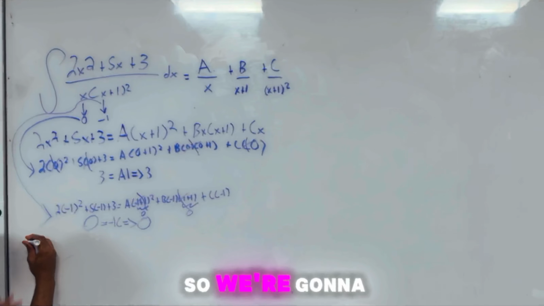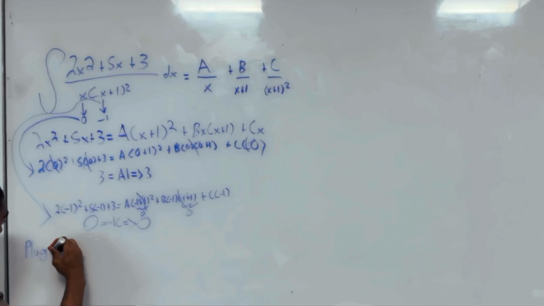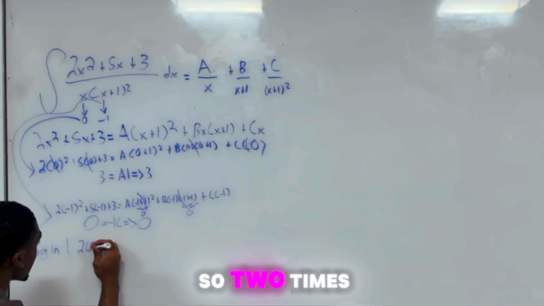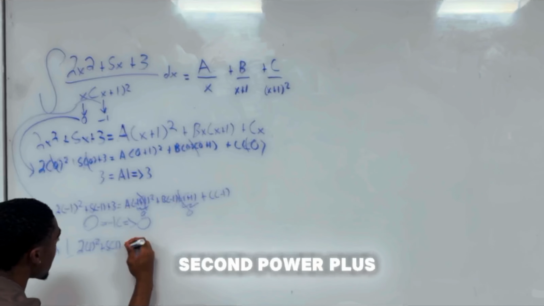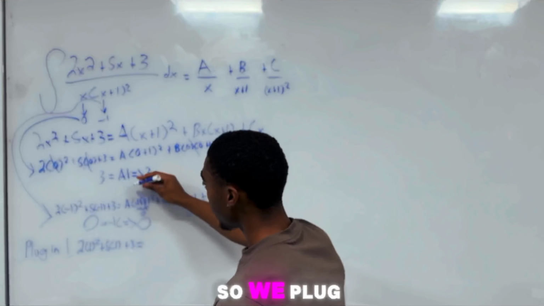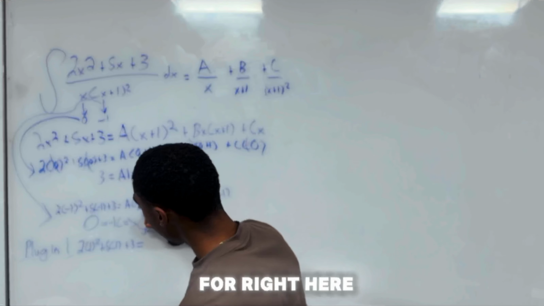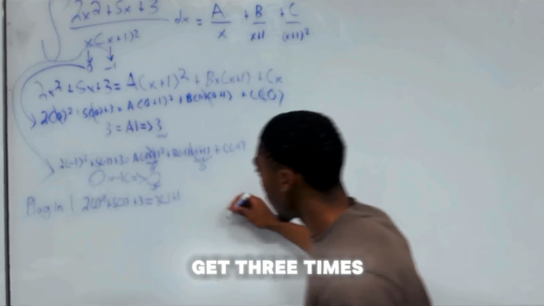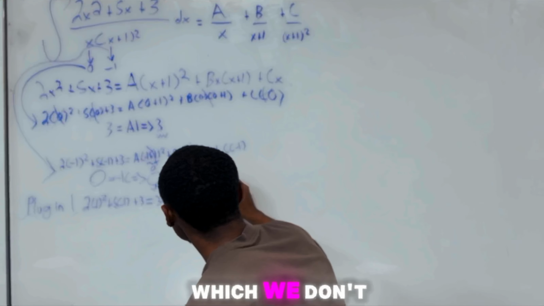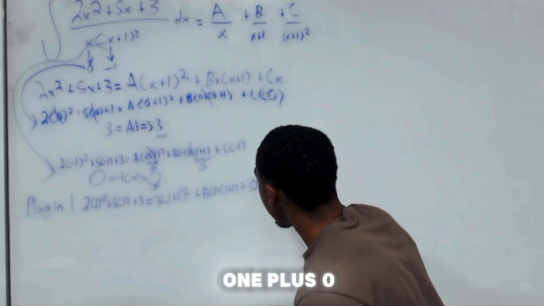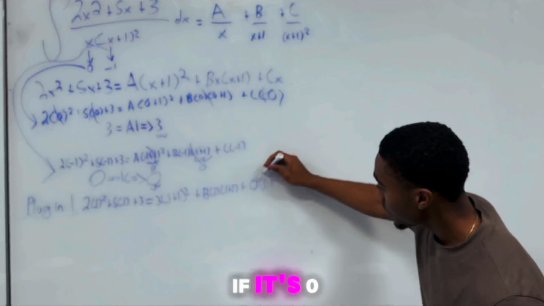So we're going to plug in 1 and do the same thing we just did. So 2 times 1 to the second power plus 5 times 1 plus 3 is equal to, remember, we solved for a, we solved for c. So we plug in those values that we solved for into our new equation. So we get 3 times 1 plus 1 to the second power plus b, which we don't know, times 1 plus 1 plus 0 times 1. And as we've been doing with this whole problem, if it's 0, it goes away.